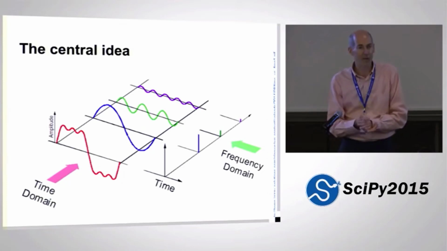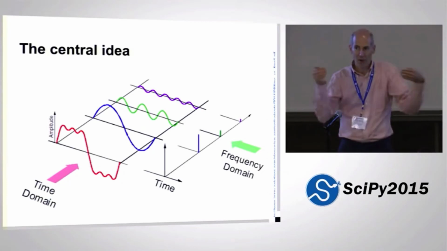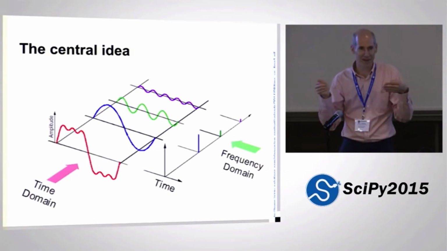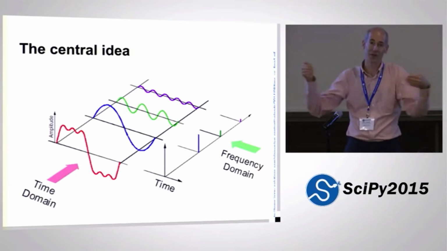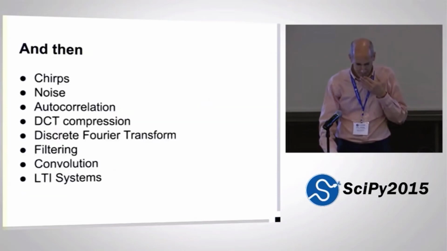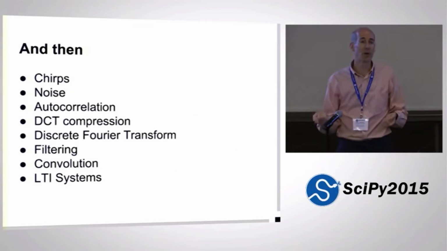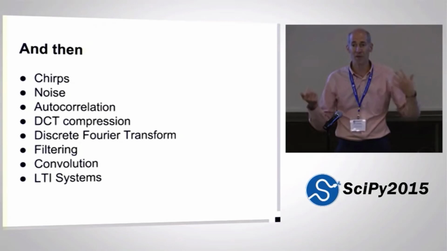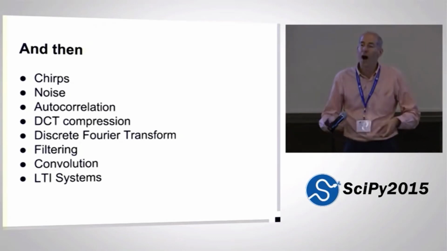The central idea of the whole thing is this idea that when you have things that vary in time, there are two ways to look at the same function. And I like this figure because it shows in 2 dimensions the time domain and the frequency domain. The rest of the book, I mentioned chirps. We do noise, so there are lots of different kinds of noise. You can both generate different kinds and also characterize noise.